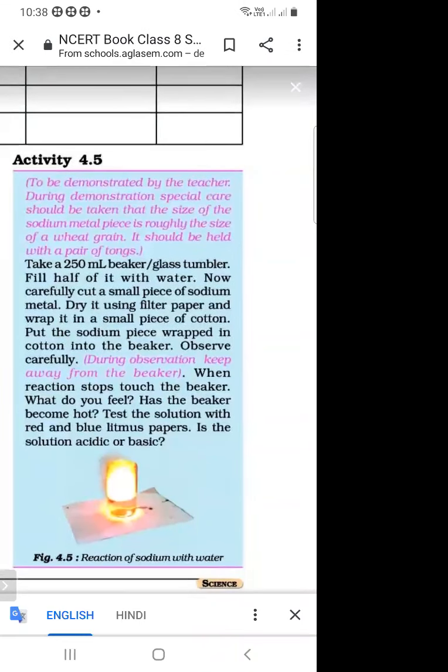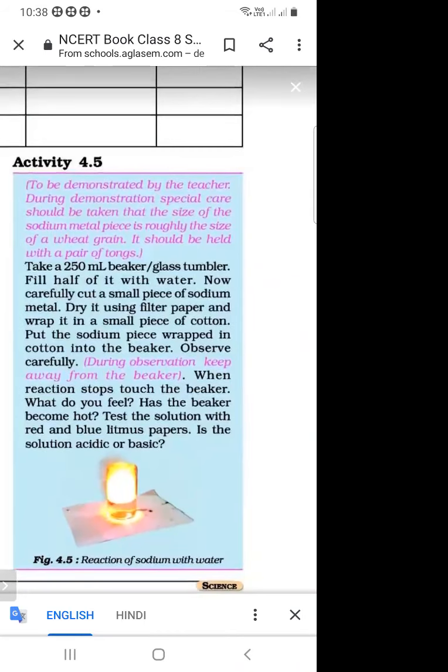Now we take a small piece of sodium metal and dry it using filter paper, and wrap it in a small piece of cotton. Why do we dry it with filter paper? Because sodium reacts with water, so firstly we dry it with the help of filter paper, wrap it in a small piece of cotton, and put the sodium piece wrapped in cotton into the beaker.